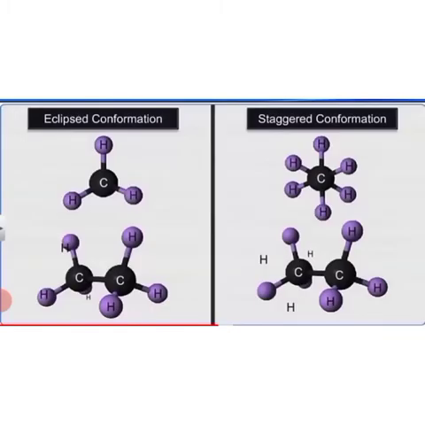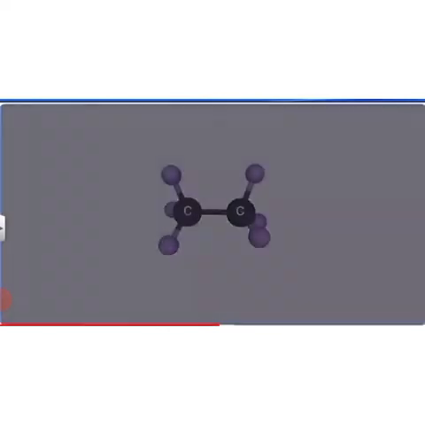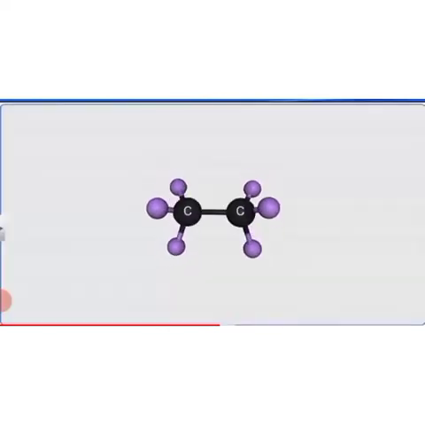The energy difference between eclipsed and staggered conformations is 12.5 kilojoules per mole, which is easily overcome at room temperature and pressure. Due to this, it is not possible to separate different conformational isomers of ethane.